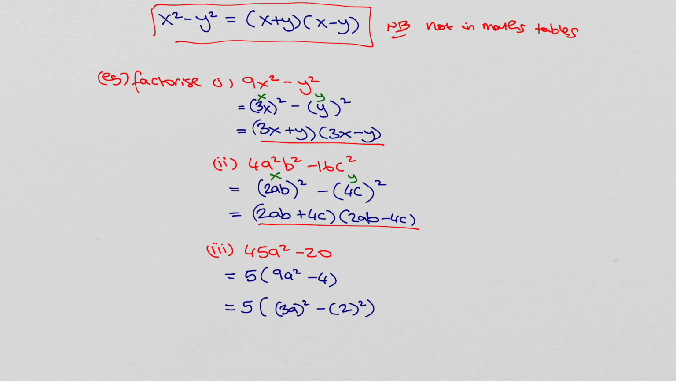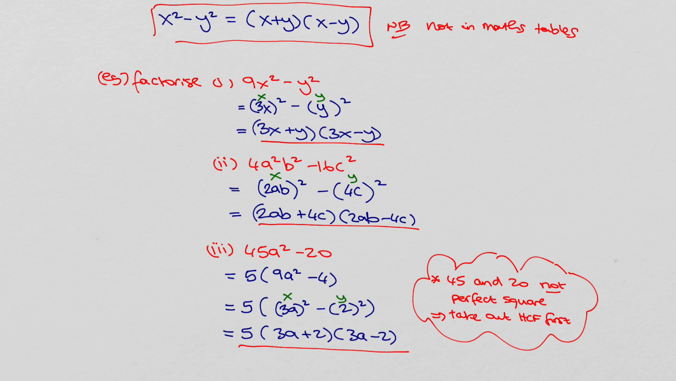So again, referring back to the equation, well, my first term is going to be the x in the equation, and my second term is going to be the y in the equation, which gives me 5 times 3a plus 2 by 3a minus 2. So if we suspect it might be the difference of two squares, and we can't see any perfect squares, then see can you factor out the highest common factor, and hopefully you're left with something squared minus something squared.